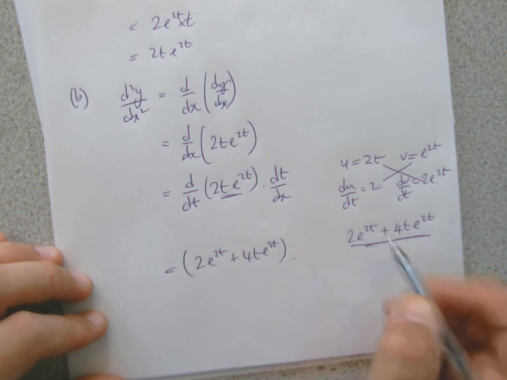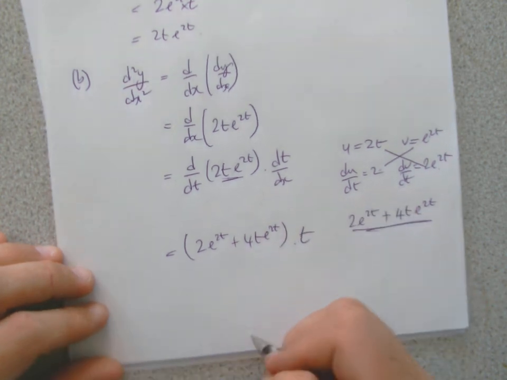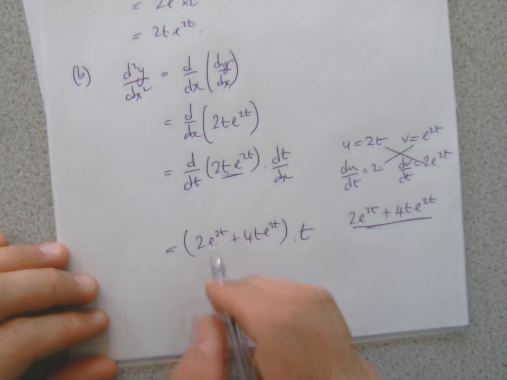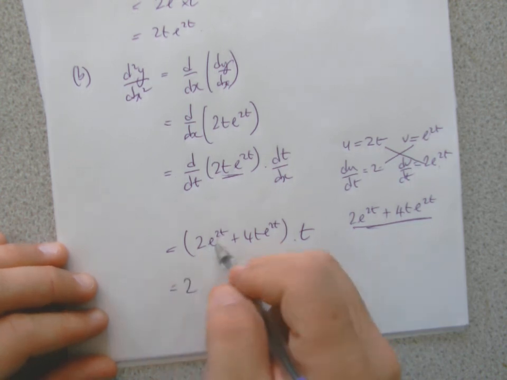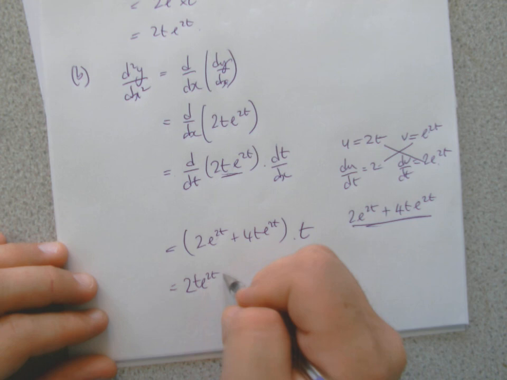But then, of course, don't forget, you've got to times it by dt/dx, which is t. Okay, and there's your answer there. I mean, we could actually tidy this up a little bit. We could factorize out things. We could take a 2 out of that bracket, couldn't we? You could take an e to the 2t out. And of course you've got this t here which times through, so we can put that t there.